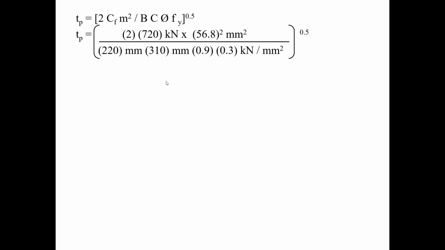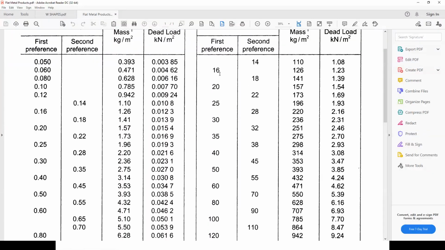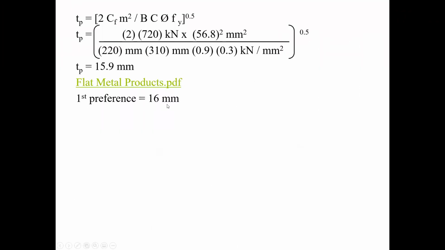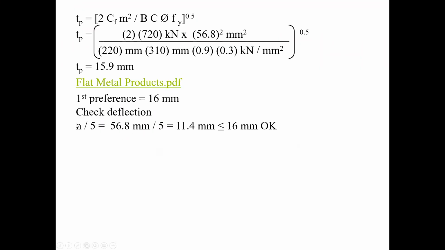So here we go. And now if you do the calculation correctly, I end up with 15.6. And now if I go back to where I can select the flat metal products, here you see my first preference is a 16, so that's all I'm going to choose. I won't even have a second preference because I already have the first preference being the closest one to my solution, and therefore I'm going to say my first preference is 16 millimeters. So we went from a 22 down to a 16 millimeter plate, and then on top of that, we can check deflection. We need 11.4, we need 16, we're okay.